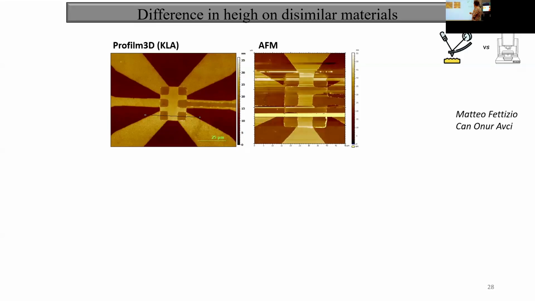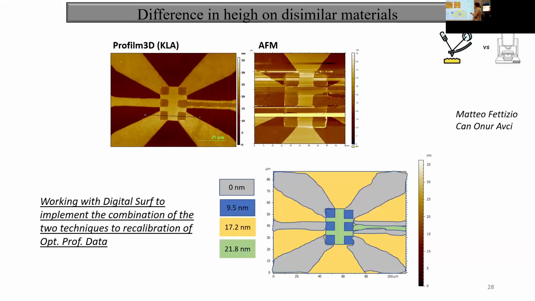Another example of this kind of device from Matteo and Jan, and we are facing the same situation, okay? You can see here, this is the very same device, and you can see that here, the height contrast is also inverted, okay? What we have been doing is talking to the people of Digital Surf for the software Mountains, and we are suggesting that they could maybe implement some combination of AFM or other mechanical technique to combine it with this kind of data to recalibrate the data of the profilometry.